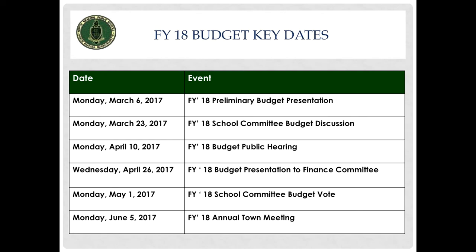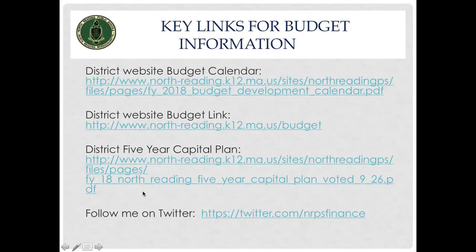Before I end today, I just wanted to highlight some key upcoming dates in the FY18 budget process. We're due to present our preliminary budget on March 6th. The public hearing of the budget will take place on April 10th. Presentation to the Finance Committee on April 26th. School Committee budget vote on May 1st. Annual town meeting on June 5th.